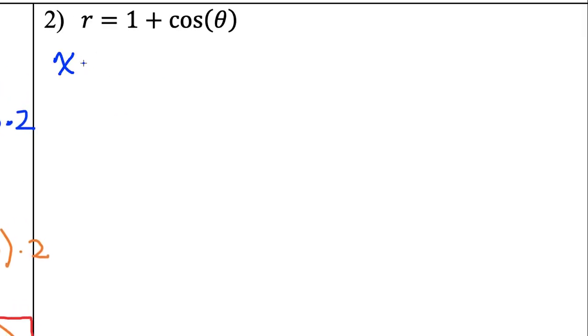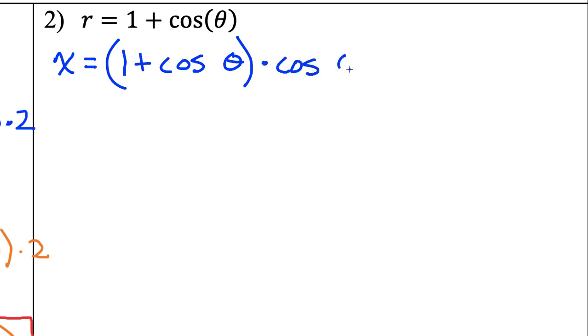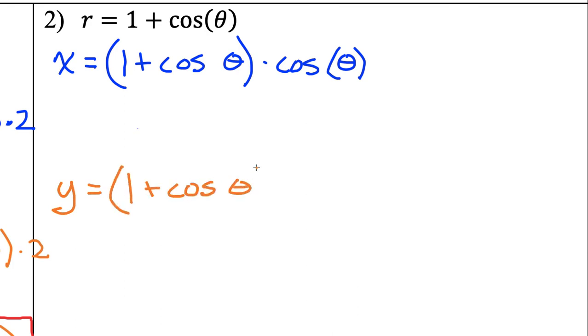So this is going to be x is equal to 1 plus cosine of theta, and that's all going to be multiplied by cosine of theta. The big mistake that's made in number 2 is not putting these parentheses here. You need to put those parentheses because it is the entire quantity of r times cosine of theta. It's not just cosine theta times cosine theta. You need the entire set of parentheses. And then, of course, I'll skip some lines so we can take the derivative. And then y is equal to, again, that 1 plus cosine of theta, all of that times, not cosine anymore, but now sine of theta.